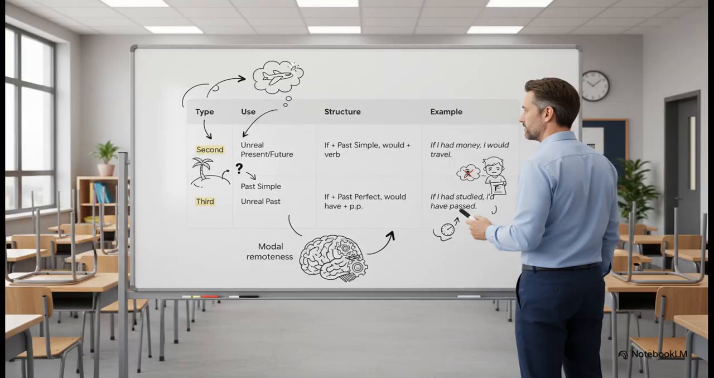This slide shows something really fascinating. Look closely at the grammar. We're using past tenses, but we're not actually talking about the past. We're using them to signal a distance from reality. The second conditional uses the past simple to create a hypothetical present or future. If I had money. I don't. The third conditional uses the past perfect to go back in time and imagine a different past, which makes it the perfect structure for expressing regret.